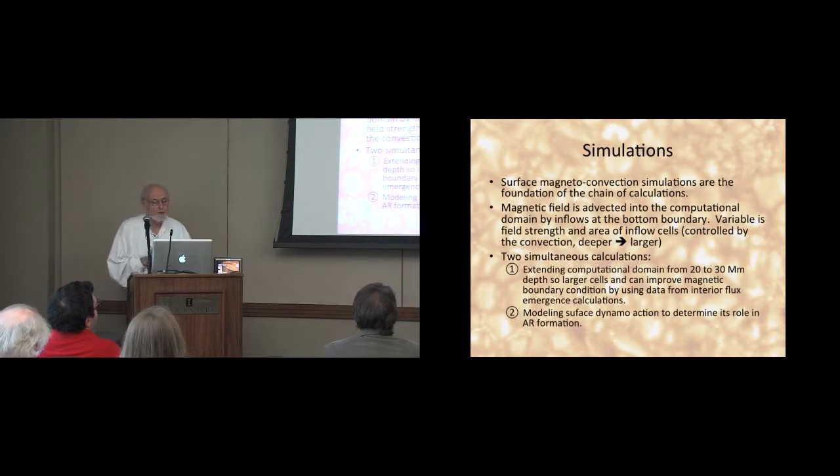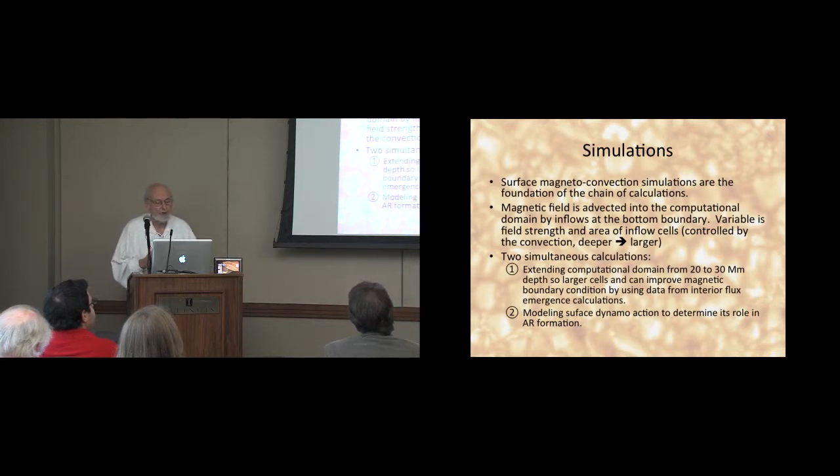And we've been doing 2 different simulations of the surface magnetoconvection. So our basic setup is that the inflows at the bottom of the domain advect in magnetic field. And so far we've been assuming that it advects in uniform, horizontal, untwisted magnetic field of some fixed strength. And so the variables are the size of these inflow domains, which is controlled by the convection, and the strength of the field that we assume.